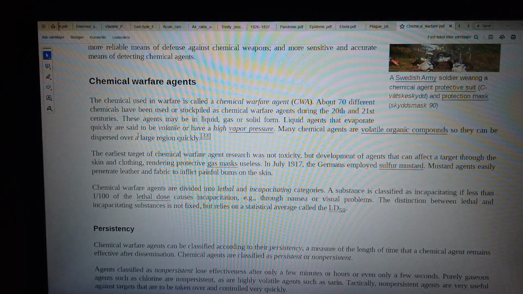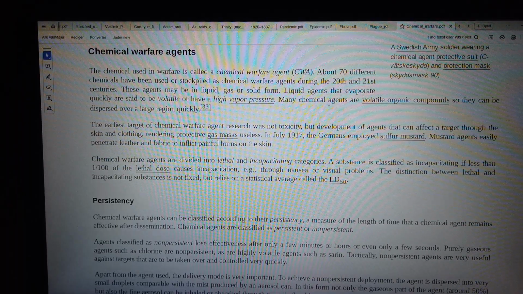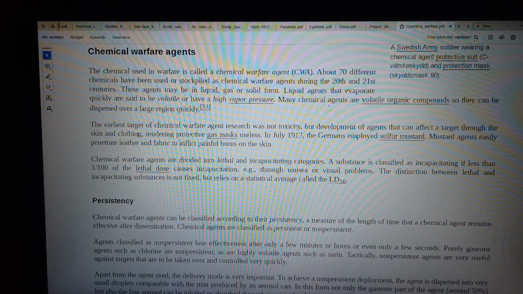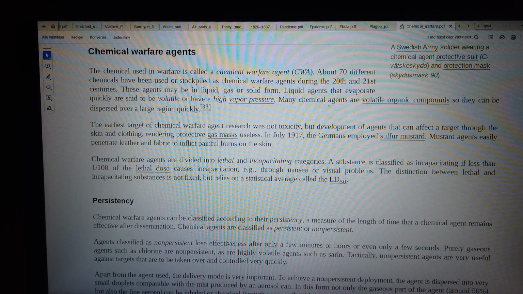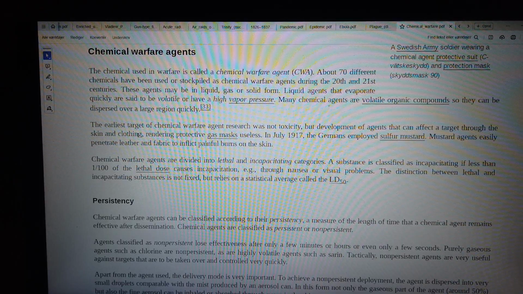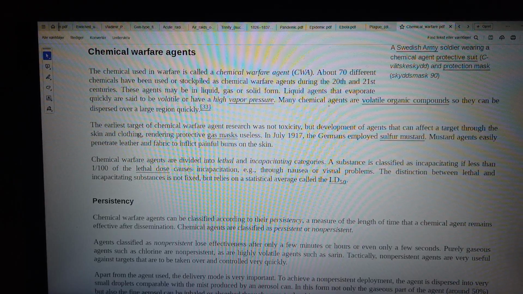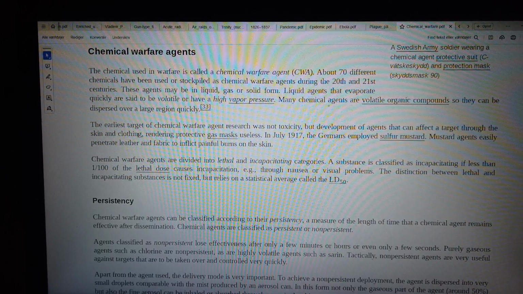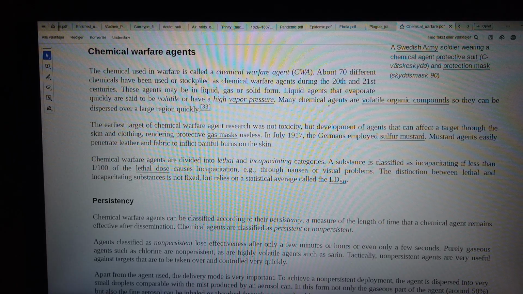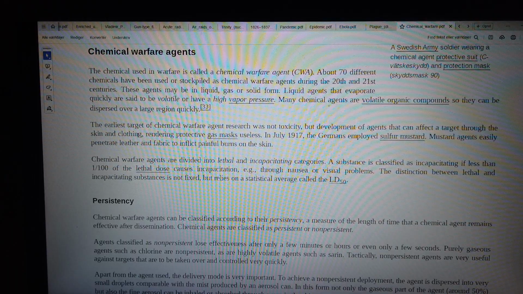The chemical used in warfare is called a chemical warfare agent, CWA. About 70 different chemicals have been used or stockpiled as chemical warfare agents during the 20th and 21st centuries. These agents may be in liquid, gas or solid form. Liquid agents that evaporate quickly are said to be volatile or have a high vapor pressure. Many chemical agents are volatile organic compounds, so they can be dispersed over a large region quickly.